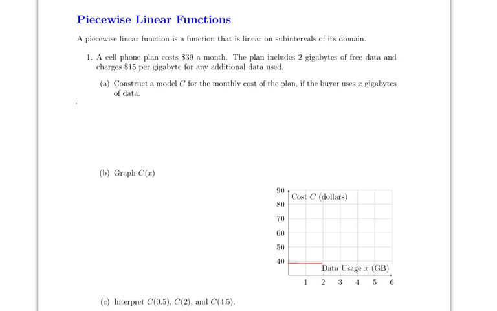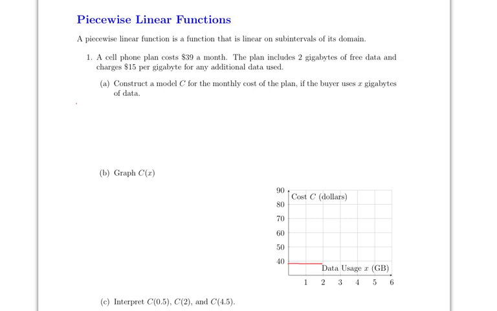What about if you use no data whatsoever? You still have to pay $39. Like all the people who say they're going to lose 5,000 pounds in January for New Year's, they get a gym membership and never use it. Well, you still have to pay for it, right? Same thing. Now, what about if you use 3 gigabytes of data? That routine changes, because you had to pay $39 for the first 2 plus $15 for the extra 1.